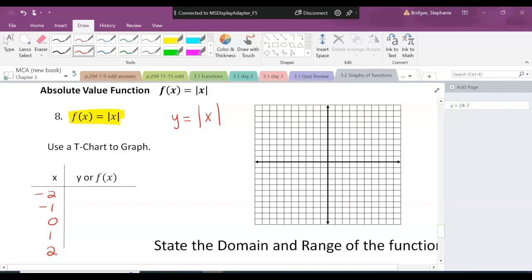What's the absolute value of -2? What's the absolute value of -1? 0, 1, and 2. Okay. Again, you see how you have some matching y values? That's because the absolute value is also going to be matched on either side of its what we call axis of symmetry. And again, this one is an actual point.